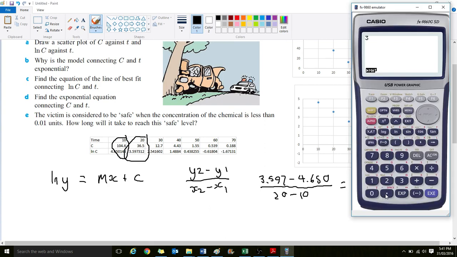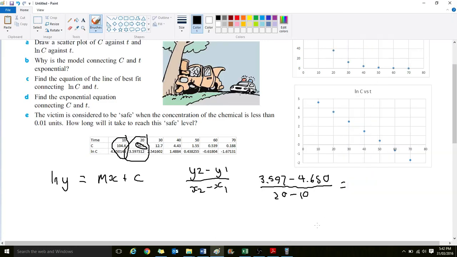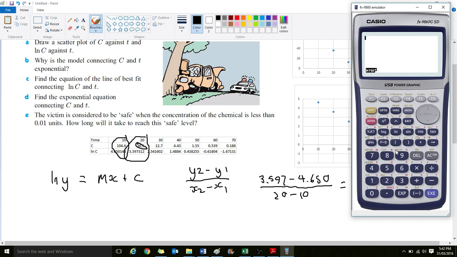So we have 3.597. Now, actually, what I might do here, just for the sake of accuracy, I might put in the natural logarithm. So the way we came up with that number 3.597 is we did the natural logarithm ln of 36.5. Okay, so I might just do that instead. So ln 36.5 take away ln of 4.65, ln of 104.6, and that's divided by 20 take 10 is just 10.